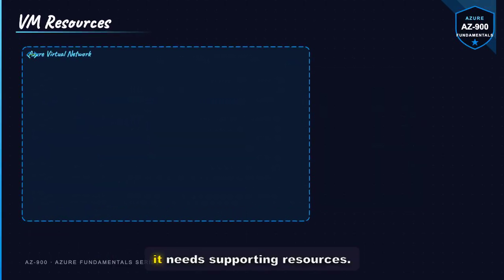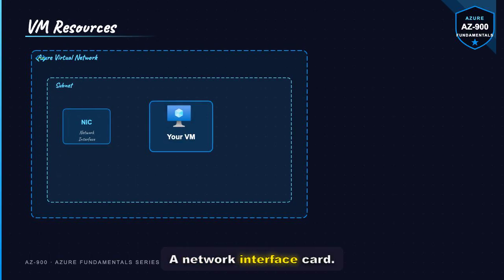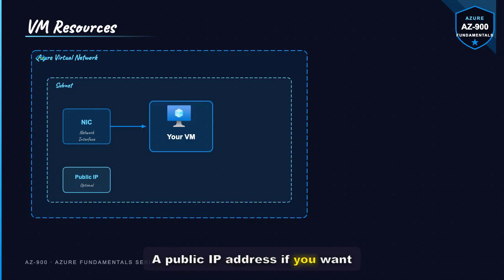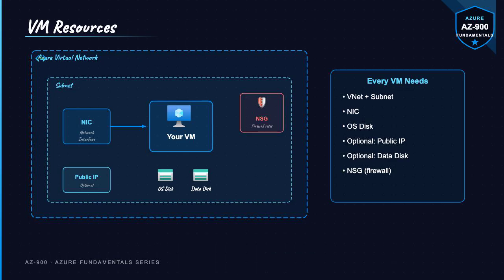When you create a VM, it needs supporting resources: a virtual network and subnet, a network interface card, a public IP address if you want internet access, an OS disk stored in managed disks, optionally data disks, and a network security group for firewall rules. All of these get created alongside the VM. If you delete the VM, clean up these resources separately or they'll keep costing you money.